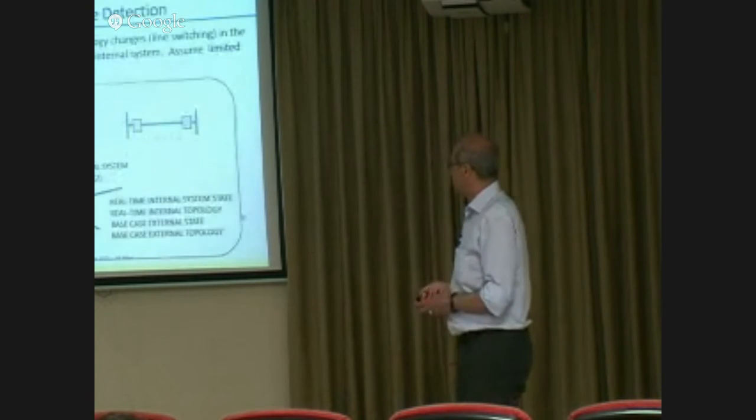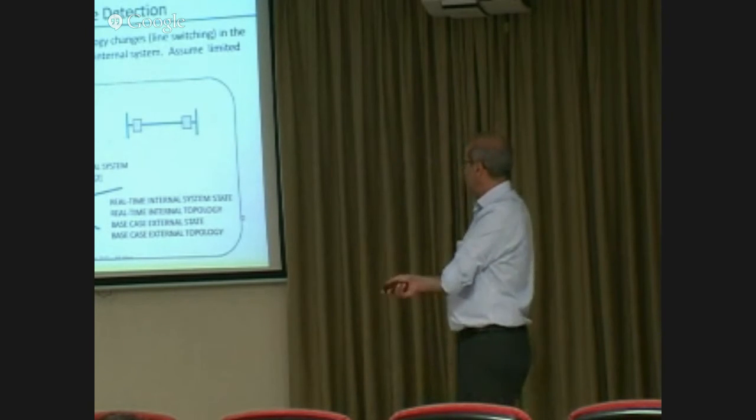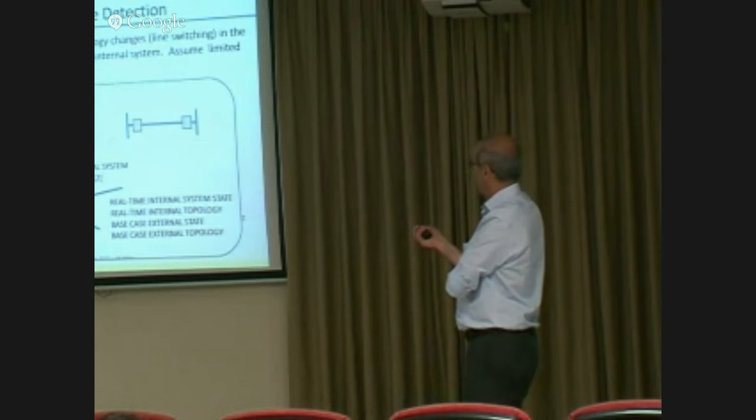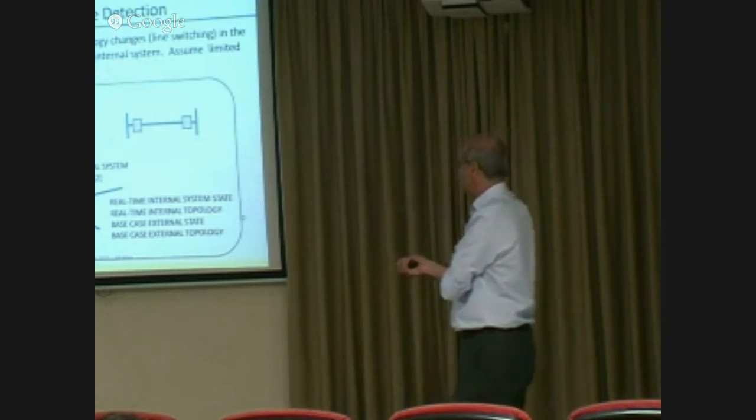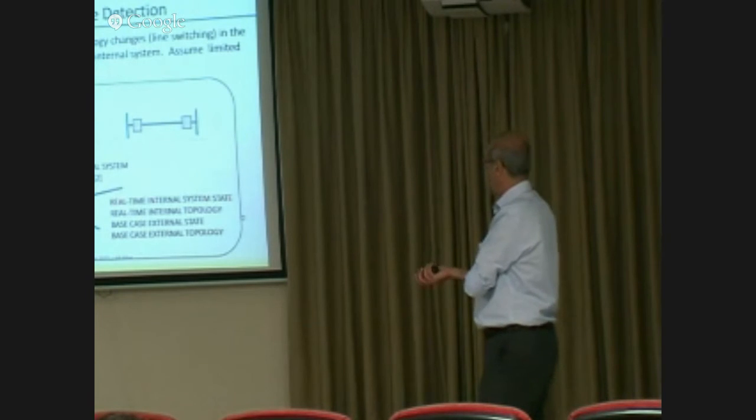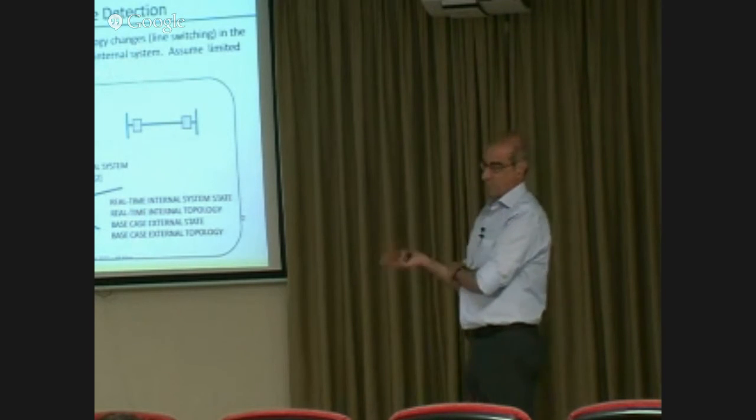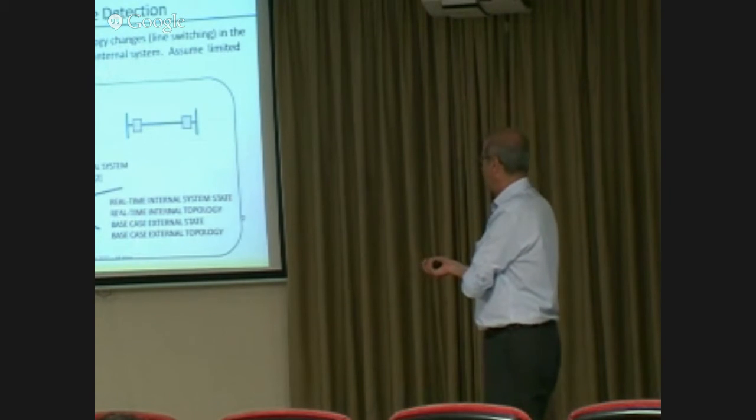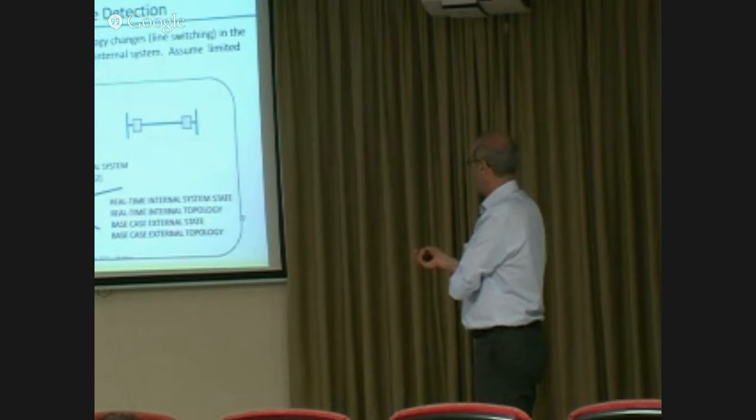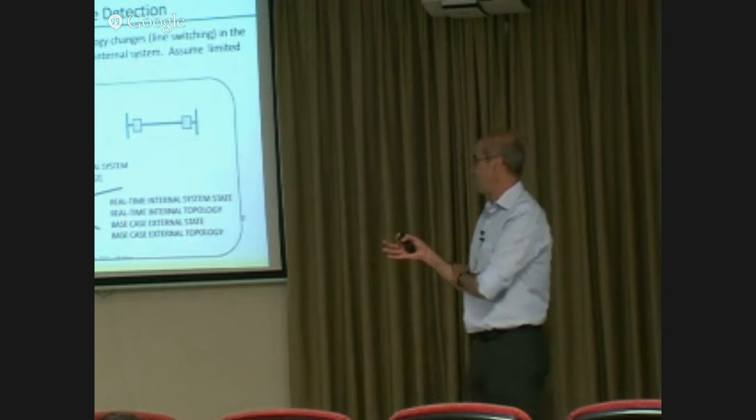So let's start with the first one, the line outage detection problem. The problem is simply stated like this: detect and identify line switching in the external system by monitoring only your internal system. The internal system assumes that you have the real-time internal system state, because you have the state estimator. You have the real-time internal topology, so hopefully you know what your connections are in your internal system. And then we also assume that the base case external state and the base case external topology are available.